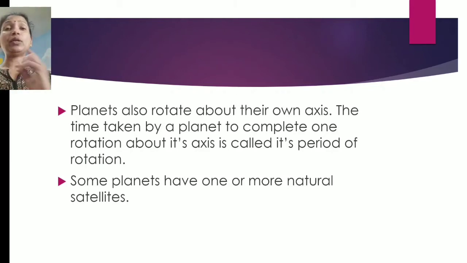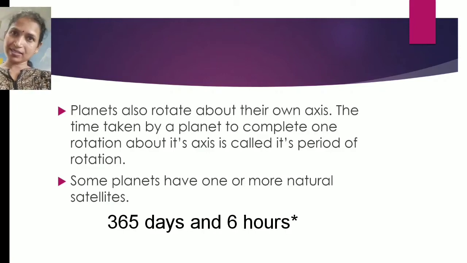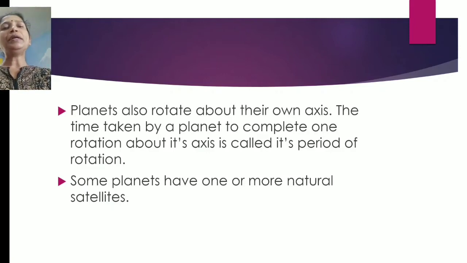They rotate on their own axis too. Suppose I am taking the example of Earth. Earth needs 24 hours to rotate on its own axis, and its revolution time period around the sun is 364 days and 8 hours. The time taken by a planet to complete one rotation about its axis is called its period of rotation. Period of rotation means spinning on its own axis. And period of revolution means going around the sun, completing the sun's orbit.